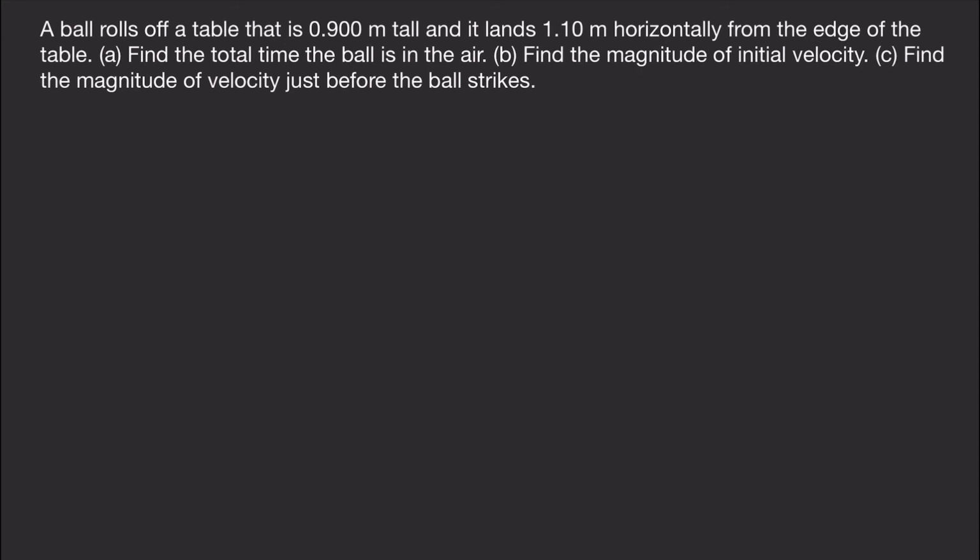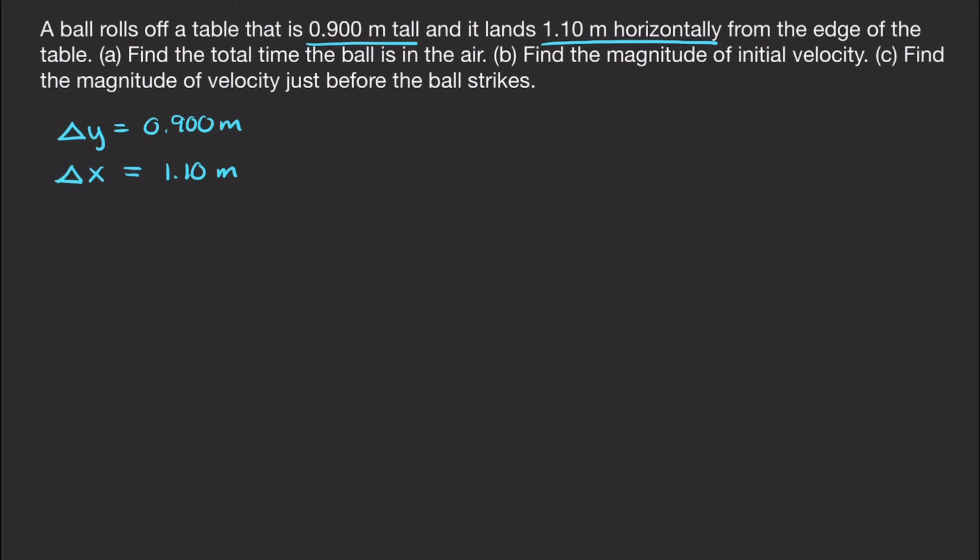Okay, so I want to write down everything I know. First, it falls off a table that is 0.9 meters tall. So delta y is 0.900 meters. And it lands 1.1 meters horizontally. So horizontally tells us delta x.